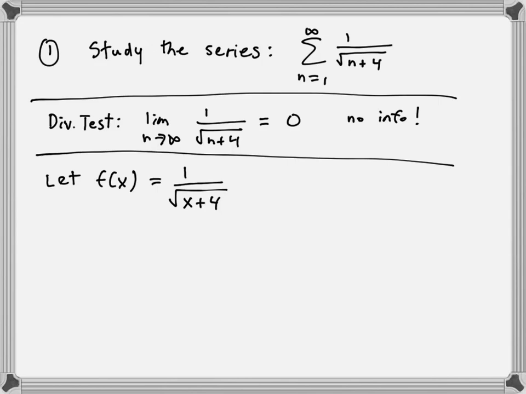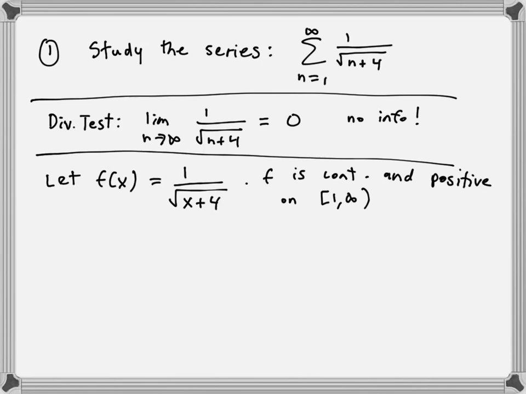Well, we know immediately f is continuous and positive on 1 to infinity. Why? Because the denominator is positive, first of all, and second of all, we know it's continuous and positive on its domain. The denominator is a radical, which makes it always positive. We're dividing a positive by a positive, so this has to always be positive.